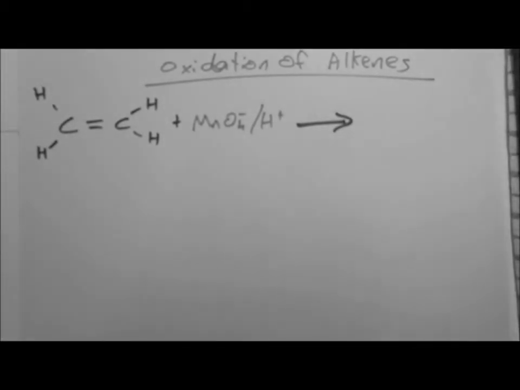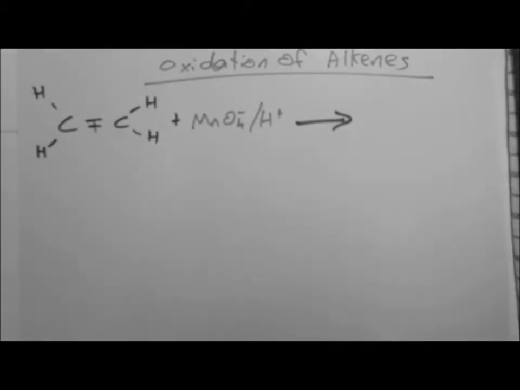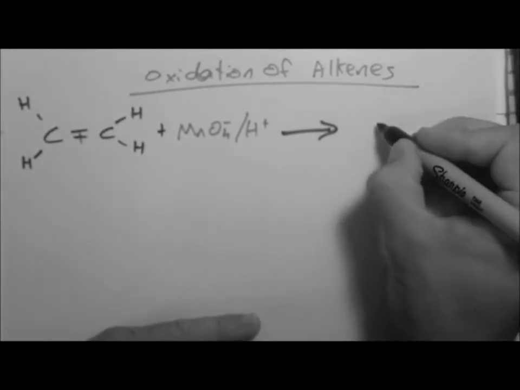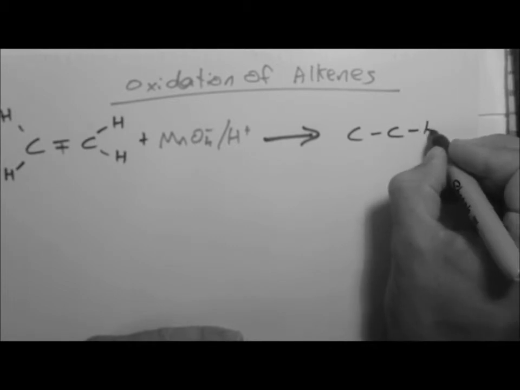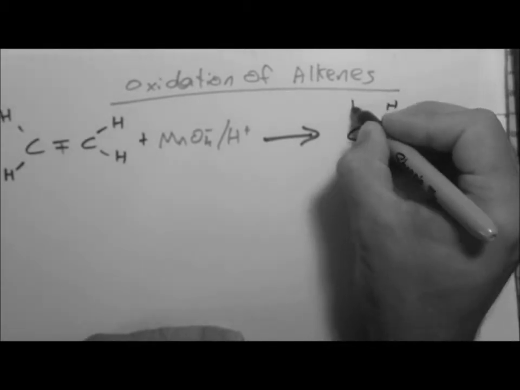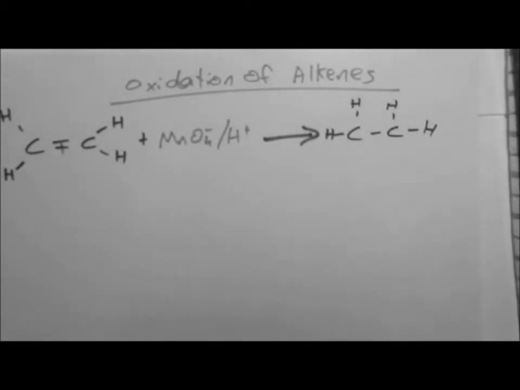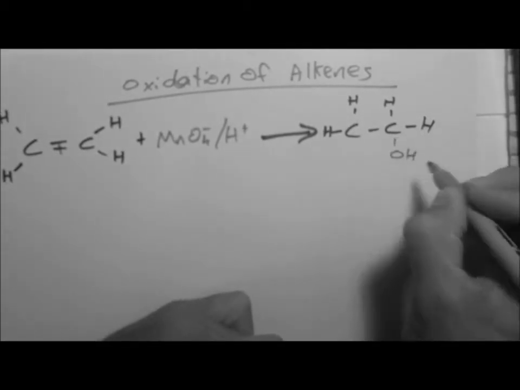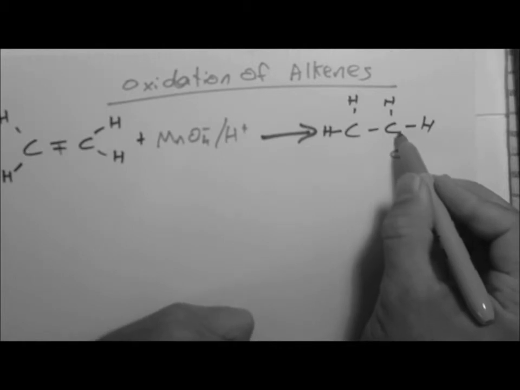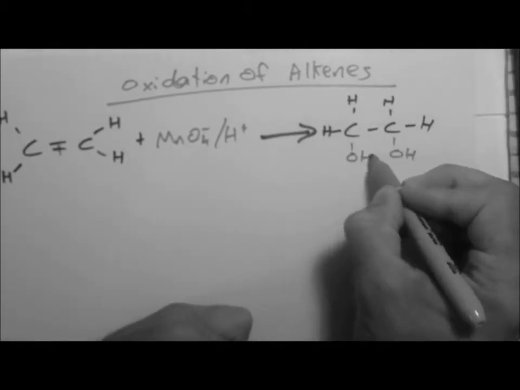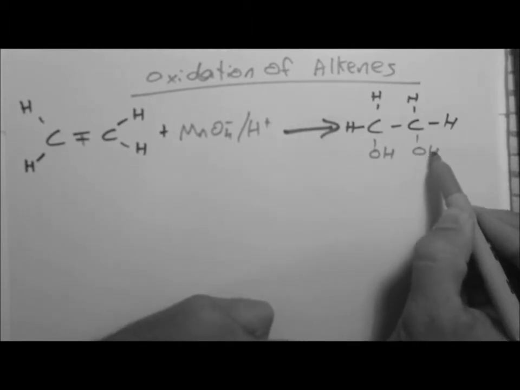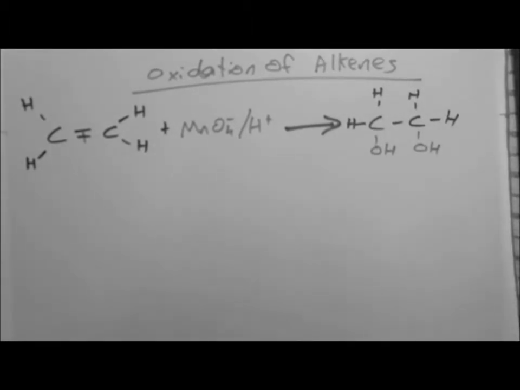So if we look at this example of ethene, one half of the double bond will break, so we will get C, single bond C, H, H, H, H, and we'll get a diol, so one OH on one side of where the double bond was, and the other OH goes on the other side. Again, notice that my bond goes to the O, not in between or not to the H.